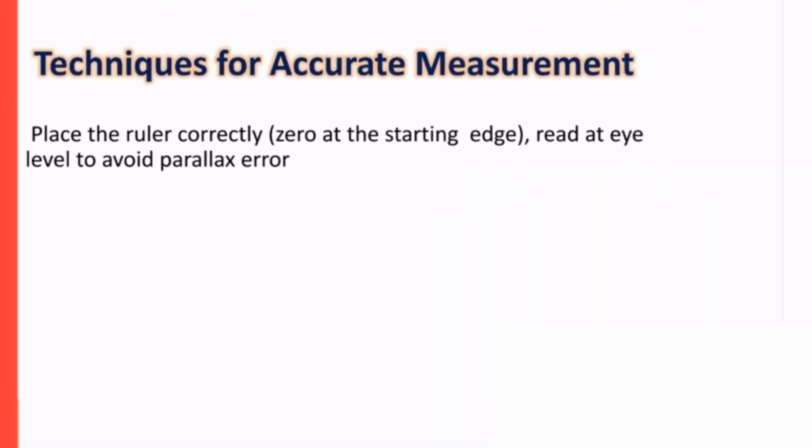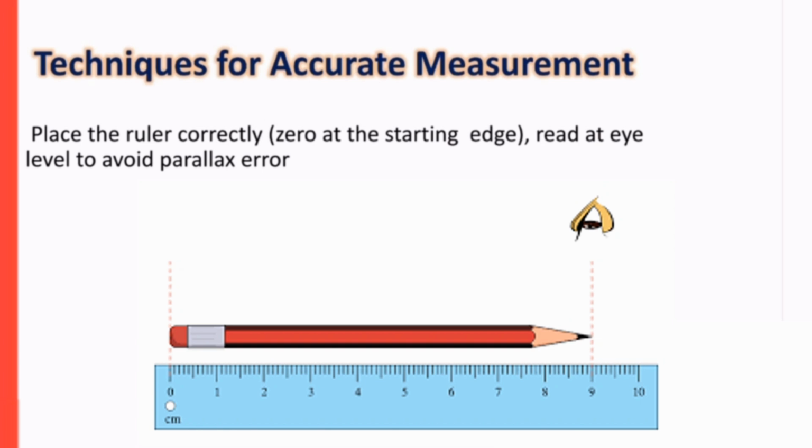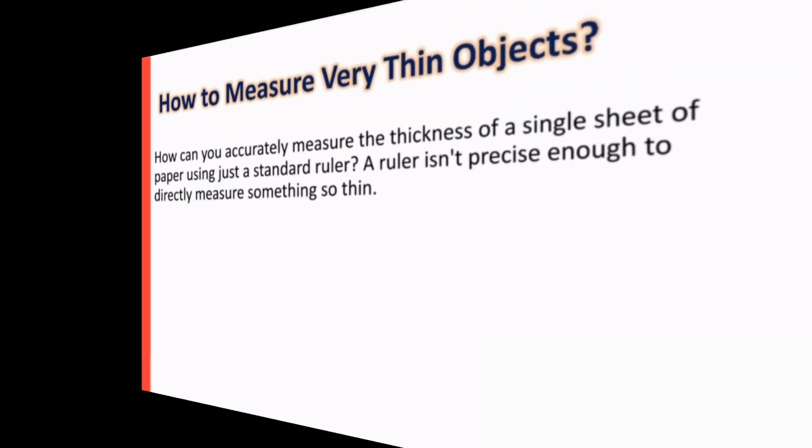Now, what about the technique? To achieve accurate measurements, it's important to use the proper method. For example, when measuring the length of a pencil or a sheet of paper with a ruler, make sure the ruler is aligned correctly. Place it flat against the object, and ensure you are viewing the measurement from eye level to avoid parallax errors.